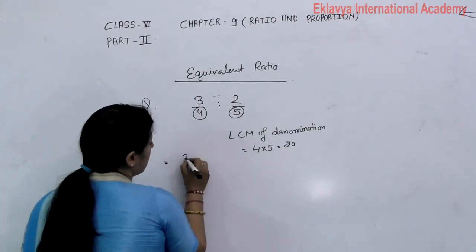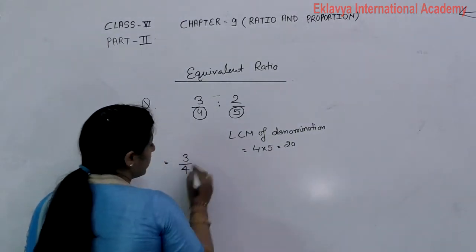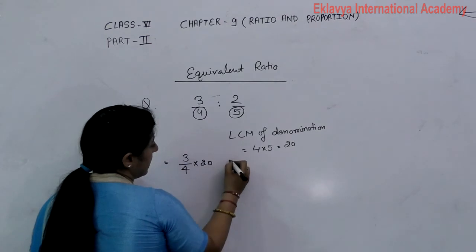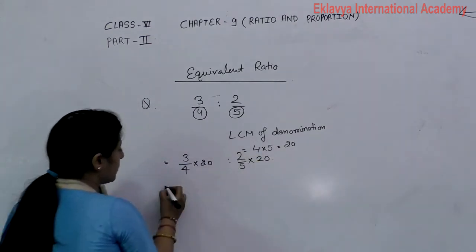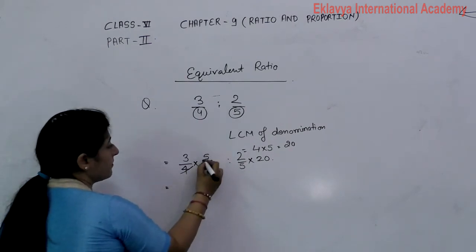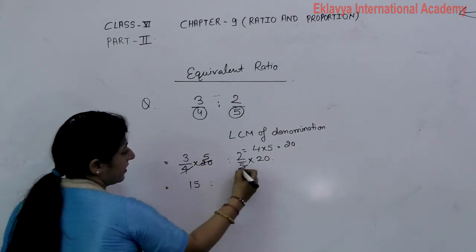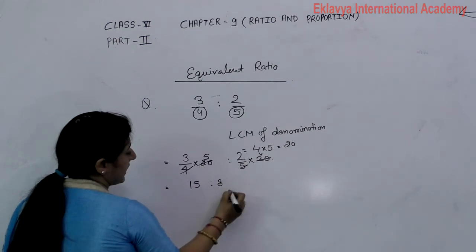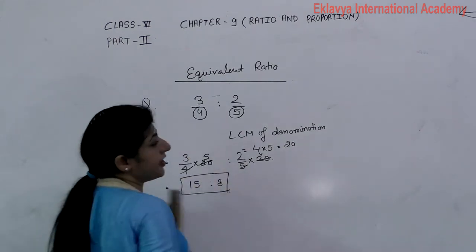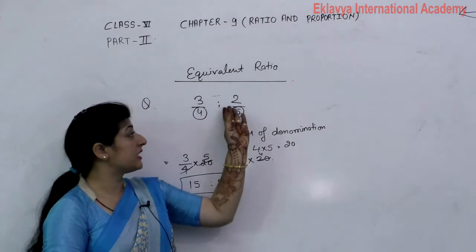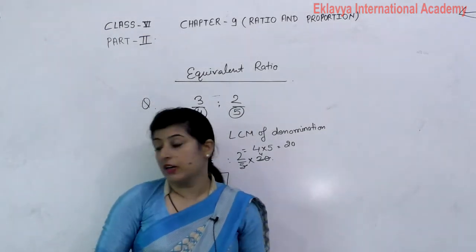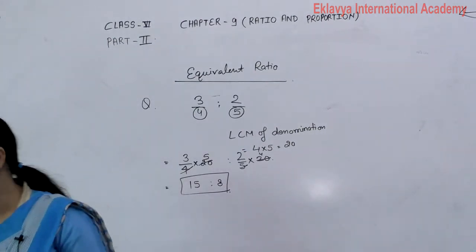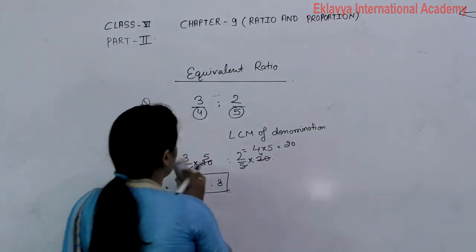Now we multiply this LCM to both fractions, then it becomes 5 3s are 15, 4 2s are 8. So this is the ratio of the given fractions, 15:8.